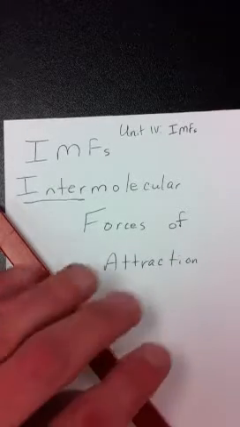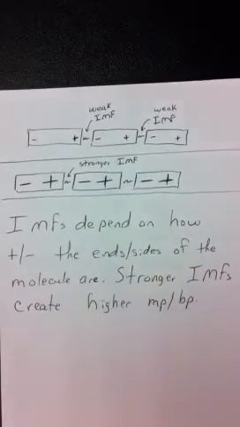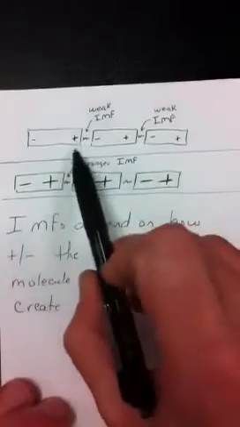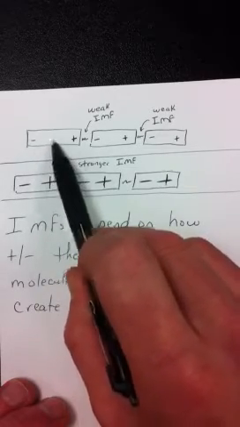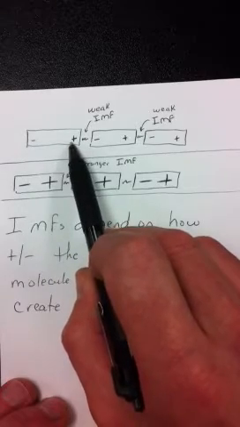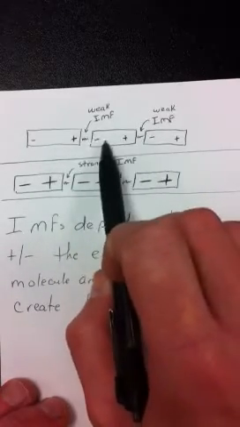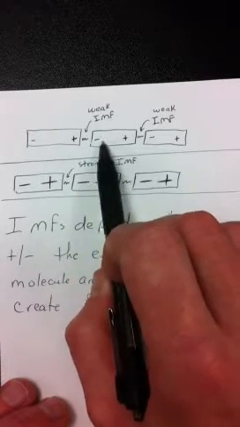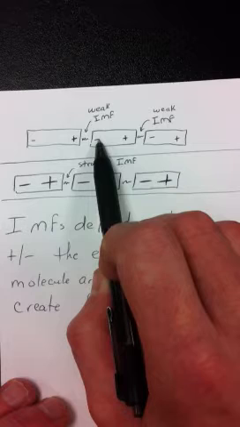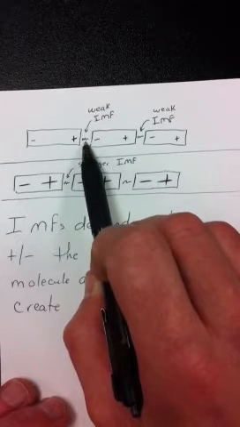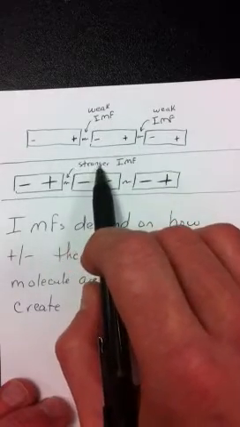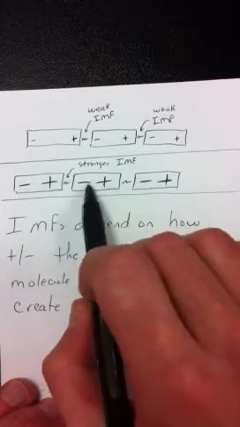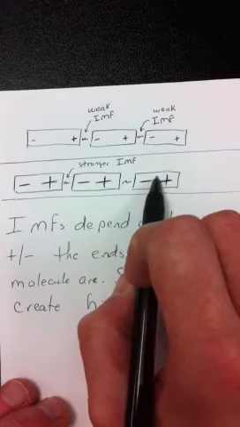Now the intermolecular forces of attraction, they can be very strong or they can be very weak. It depends on how positive and negative the molecules are. This represents a molecule. You got a negative end and a positive end, and if you have a bunch of these molecules next to each other, they will align themselves so that the positive ends and the negative ends are next to each other. And this is your IMF, the intermolecular force of attraction. Now this can be a really weak IMF or it can be a really strong IMF, and that depends on how positive and negative those ends or those sides of the molecules are.